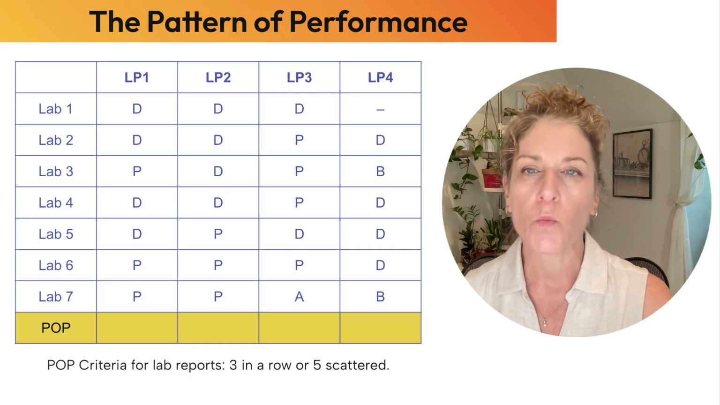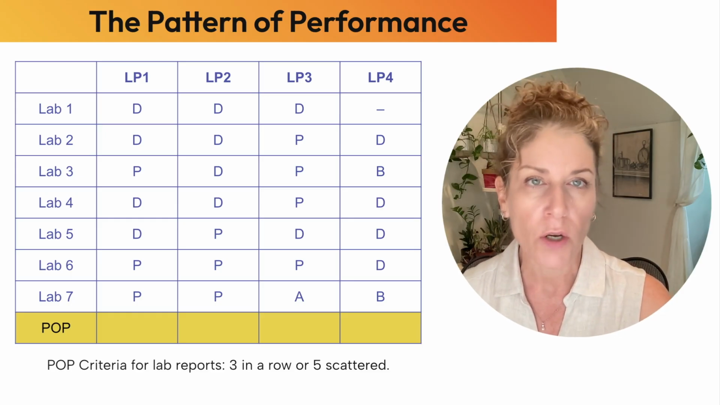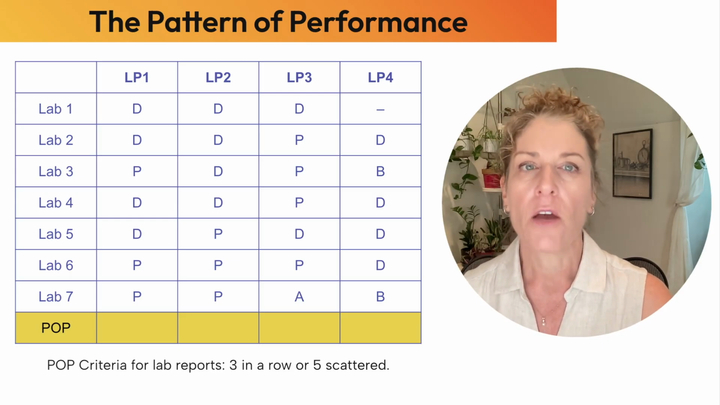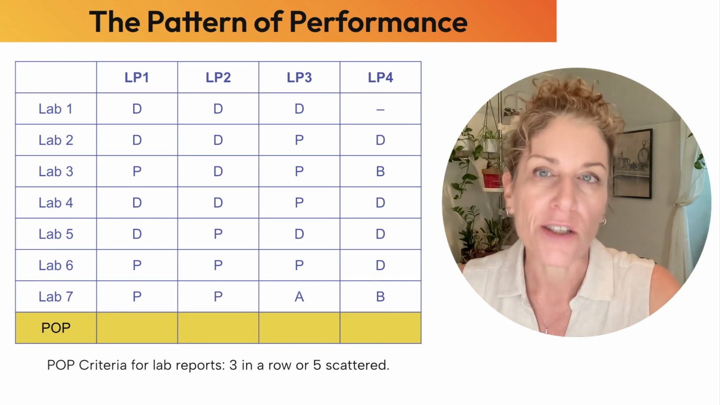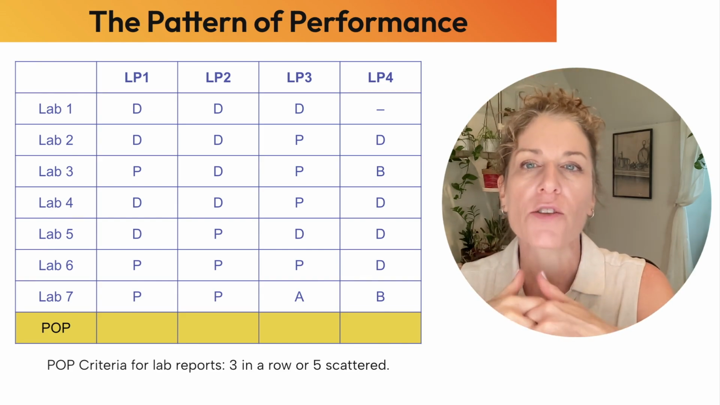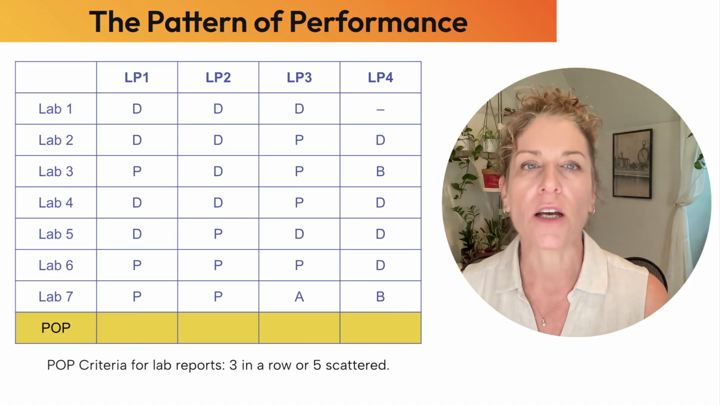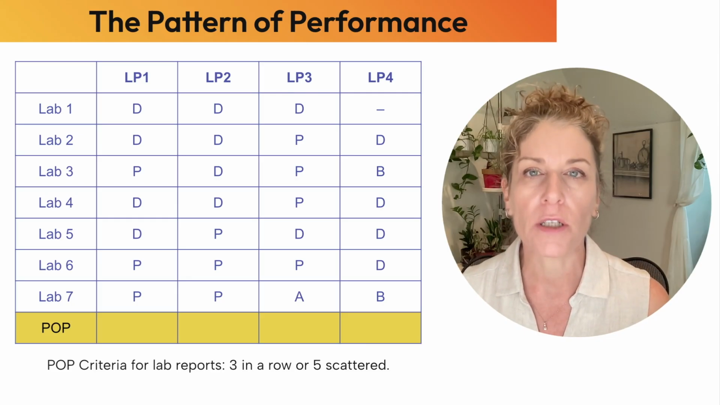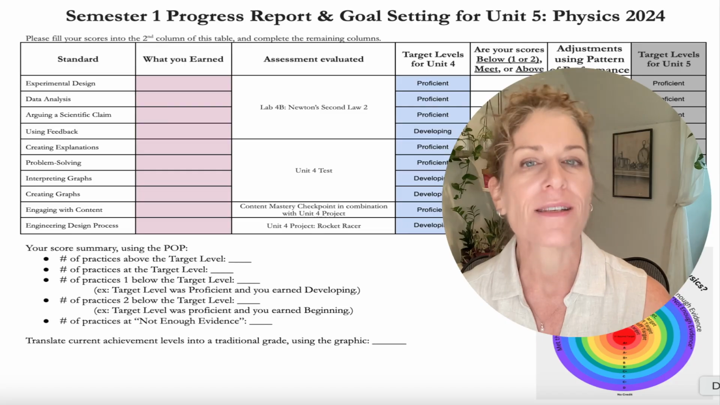Looking at learning progression 1, I would give them developing because they don't have 3 proficients in a row yet. LP2 would be 3 proficients in a row, so they'd have proficient. For LP3, they'd have 5 proficients scattered because advanced includes proficient. And LP4 has 3 developings in a row, that would be developing. This approach focuses on trends, not isolated moments, and allows us to see real growth over time. Students need help understanding this system because it's different.